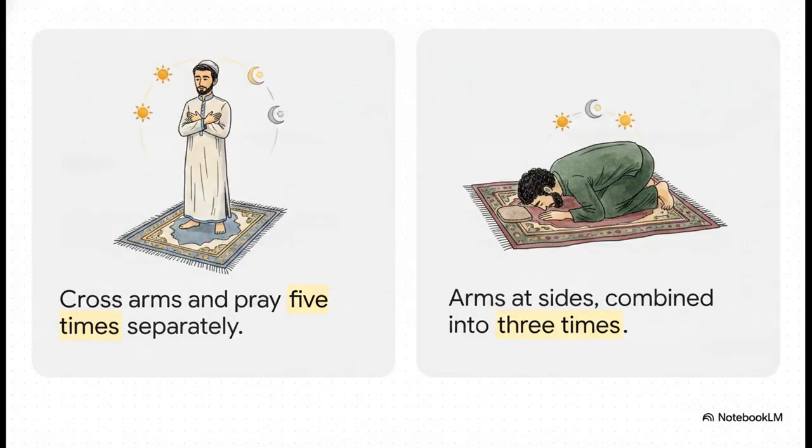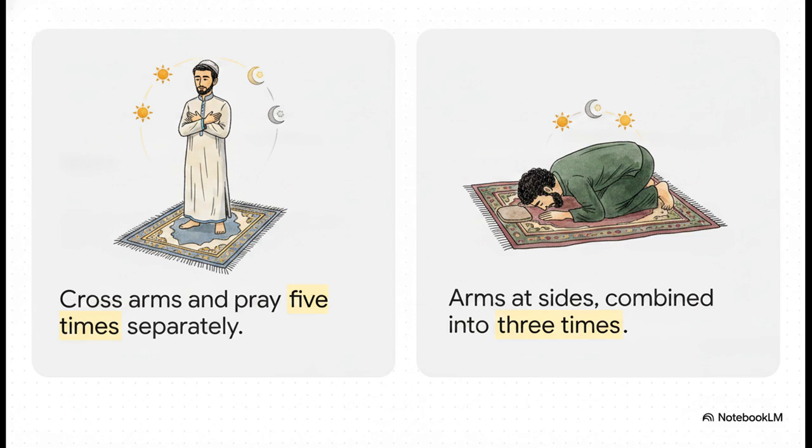Now, what's really interesting is how these historical and theological differences manifest visibly in daily physical life, specifically in salat, or daily prayer. While Sunnis often cross their arms and pray at 5 distinct times a day, Shia Muslims typically pray with their arms resting at their sides, and they often combine their prayers into 3 sessions.